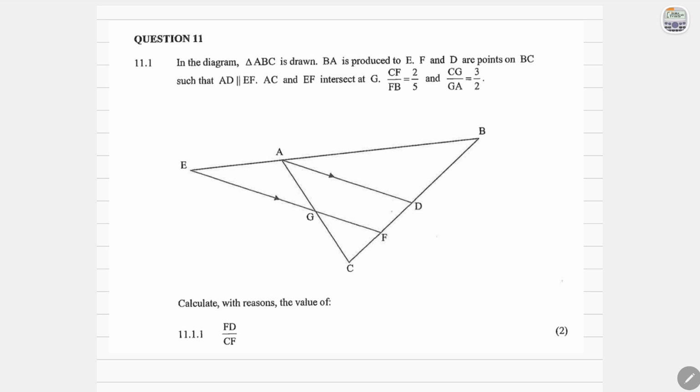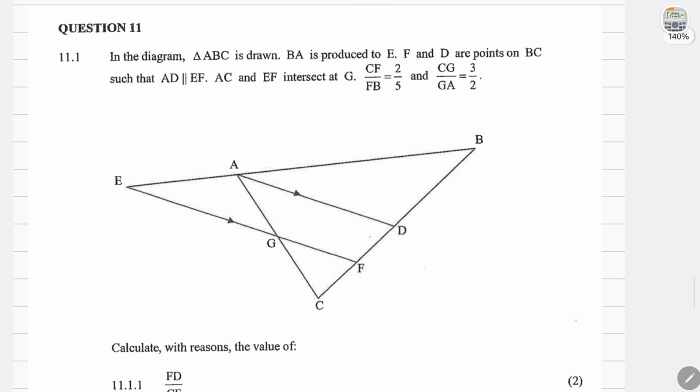So we are on the last question for Euclid and for paper 2. Question 11.1 says, in the diagram, triangle ABC is drawn. BA is produced to E, as we can see, and F and D are points on BC, such that AD is parallel to EF. And then they also tell us that AC and EF intersect at G.